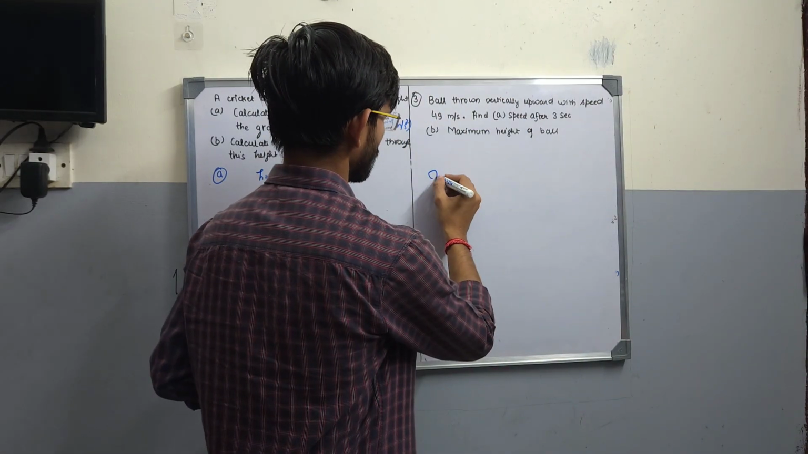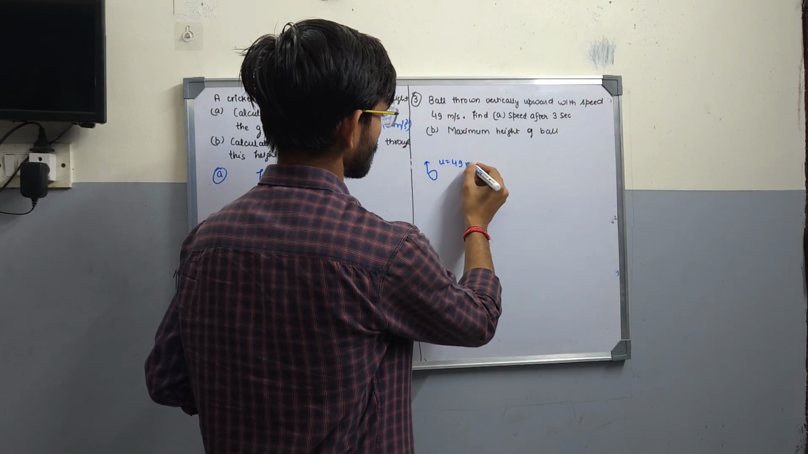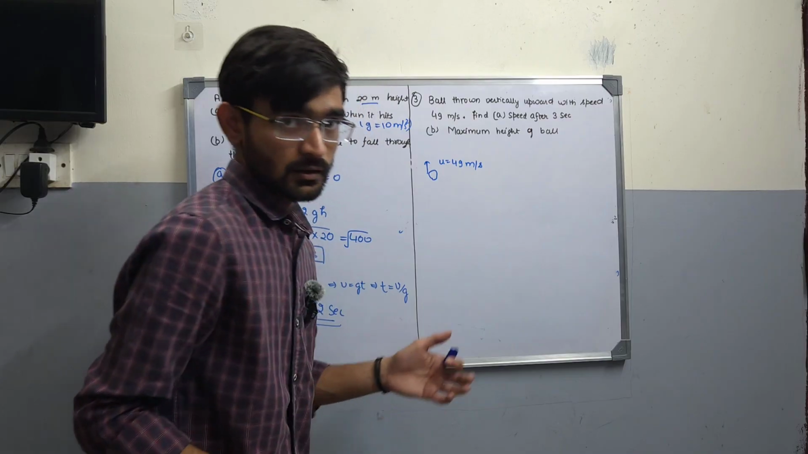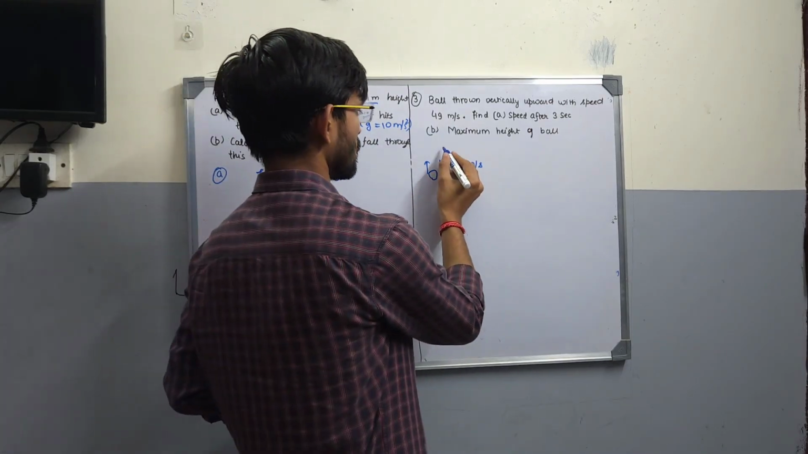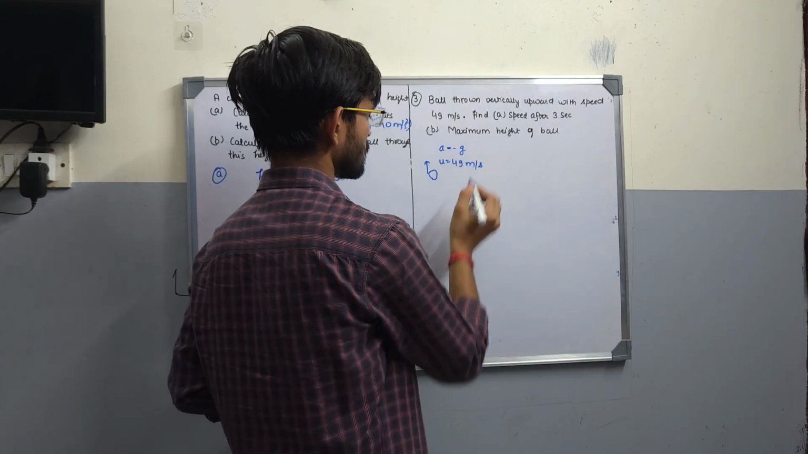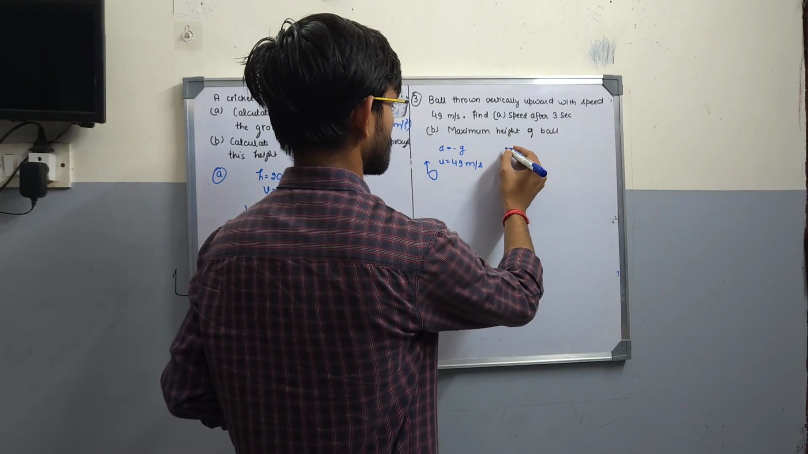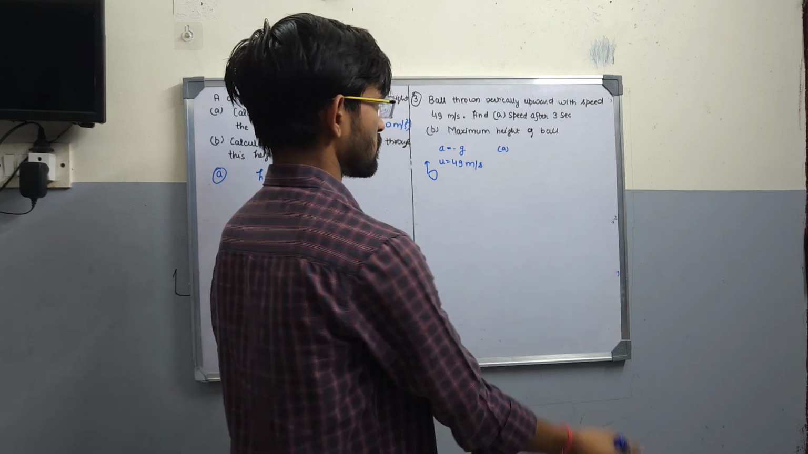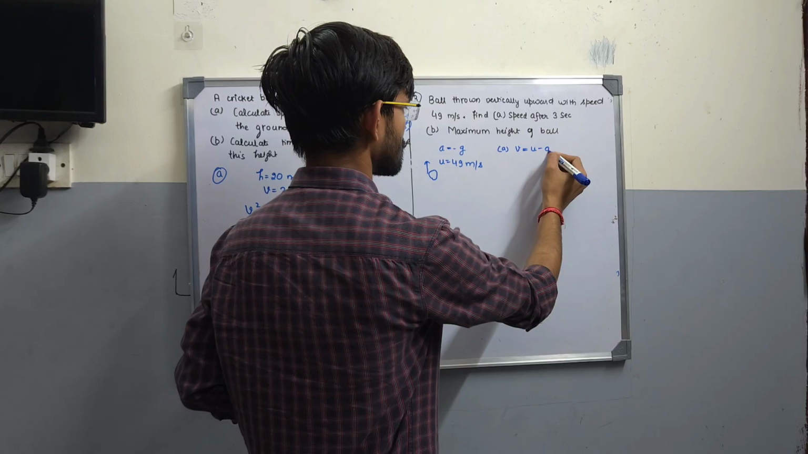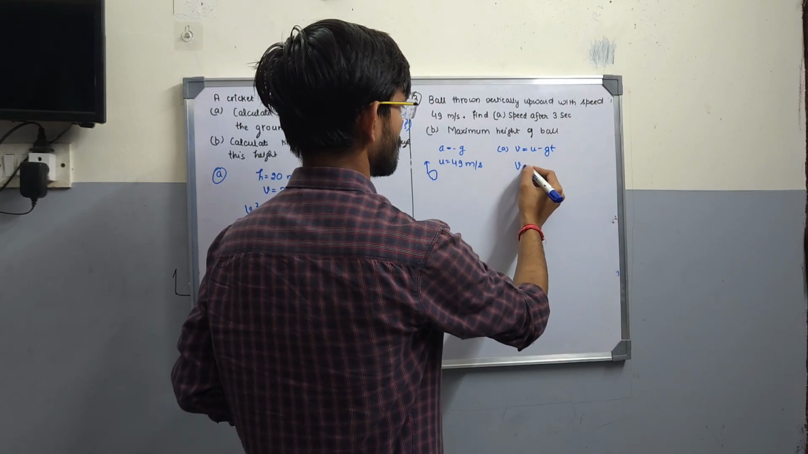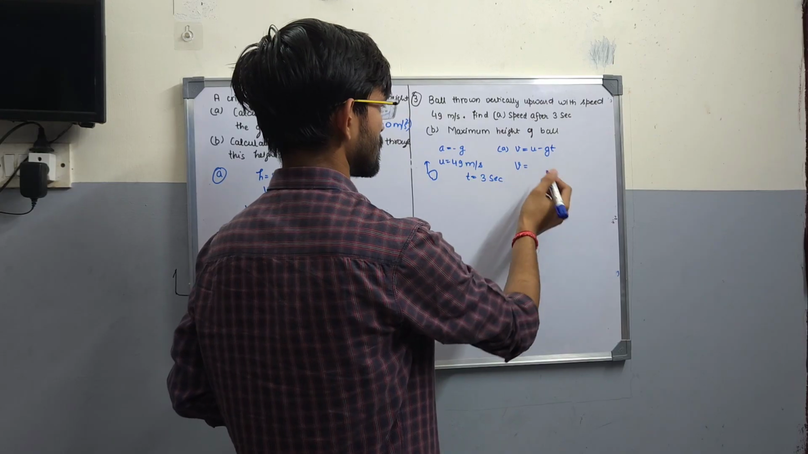A ball is thrown vertically upward with initial velocity 49 meter per second. It will undergo deceleration because it is going against gravity. So acceleration equals minus g, and you have to find the speed after 3 seconds. In part A, you have to find speed. So I can write the first equation of motion, v equals u minus gt, where t equals 3 seconds.